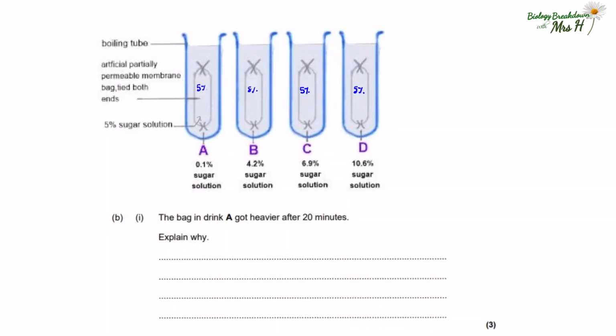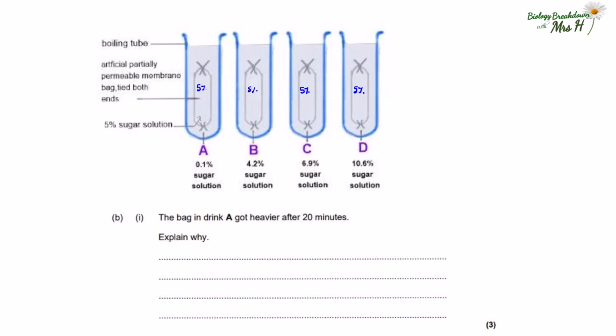Some students investigated the effect of the different concentrations of sugar in 4 drinks, A, B, C and D, on the movement of water across a partially permeable membrane. The students made 4 bags from artificially partially permeable membrane, put equal volumes of 5% sugar solution in each bag, weighed each bag containing the sugar solution, placed 1 bag in each of the drinks A, B, C and D. After 20 minutes, removed the bag containing the sugar solution and weighed them again. The diagram shows how they set up the investigation.